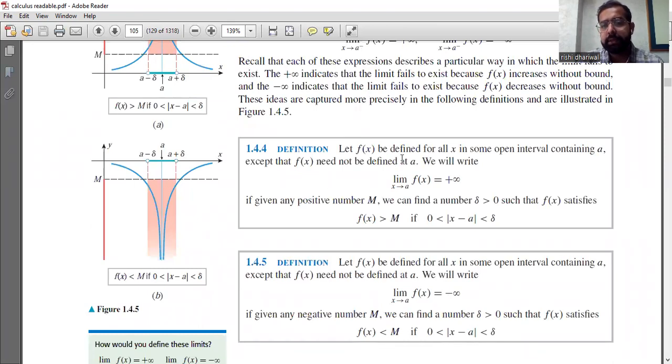Let f(x) be defined in some open interval containing a, except that f(x) need not be defined at a. Then we may write the limit as x approaches a of f(x) is equal to positive infinity, or maybe negative infinity, if for any given positive number M, we can find a delta greater than 0 such that f(x) is greater than M. M is a very large number. For 0 less than mod x minus a less than delta.